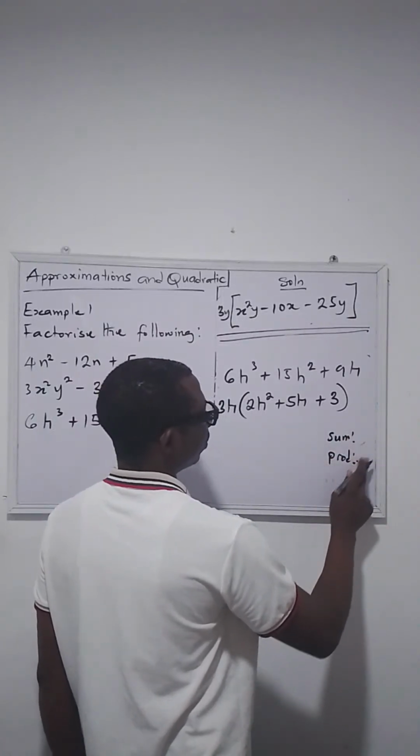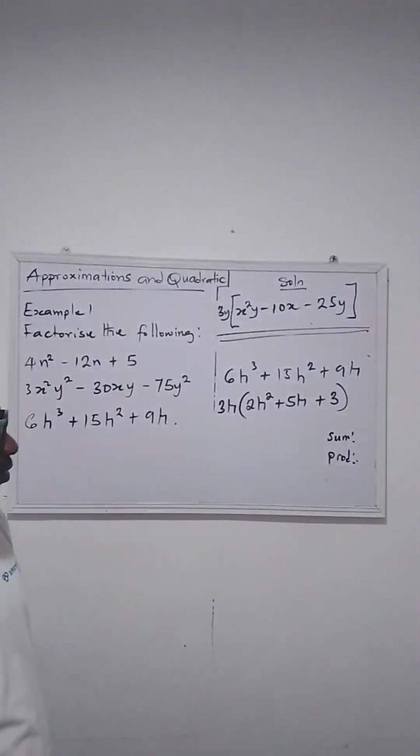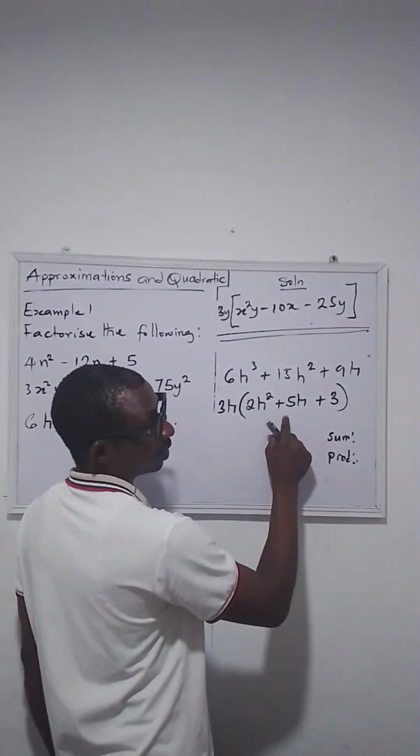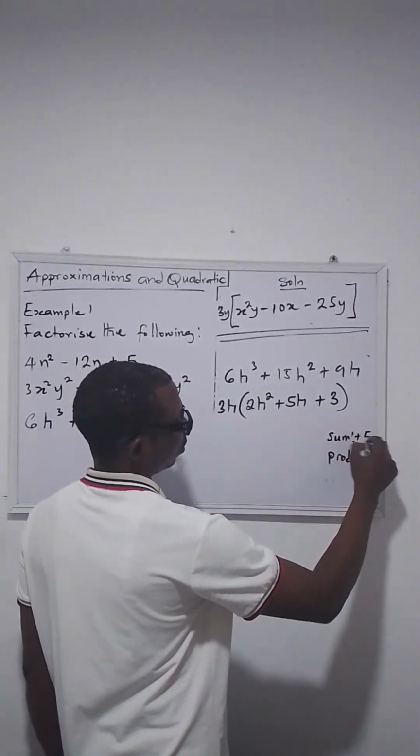Can you tell me what's going to be the sum, what's going to be the product? Drop your answer in the comment section. So let's see what you have. Now, what's going to be the sum? Sum is what? Coefficient of h, that is what? Plus 5.